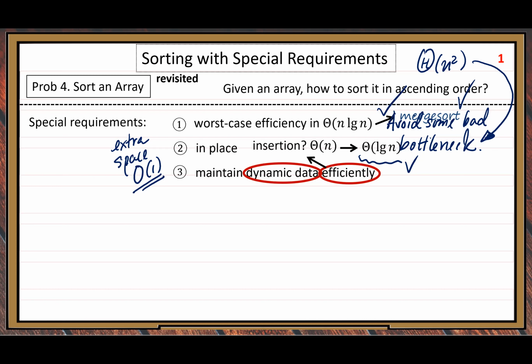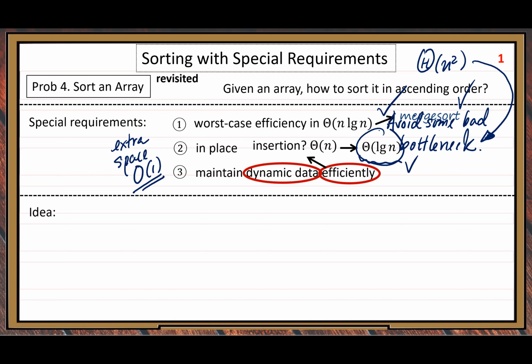So here, to answer the question, what do we mean when we want to make data insertion efficient, operation efficient? We want to get log n operations. All right, the idea.